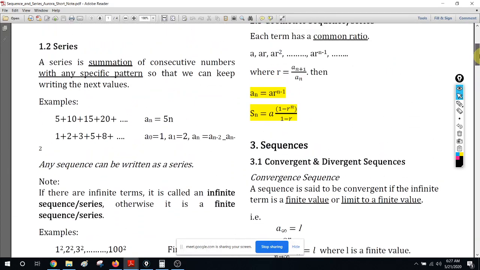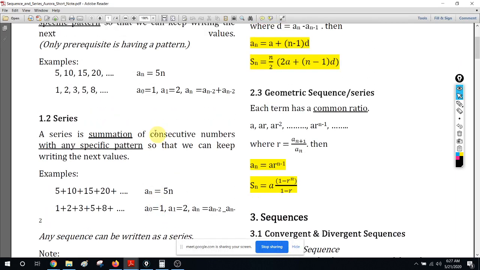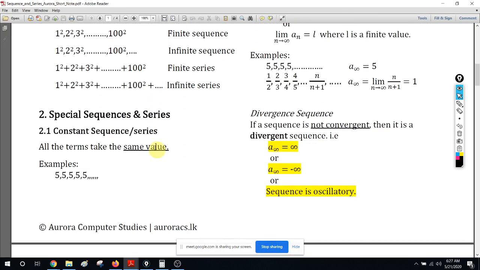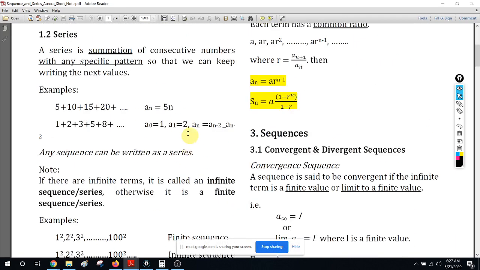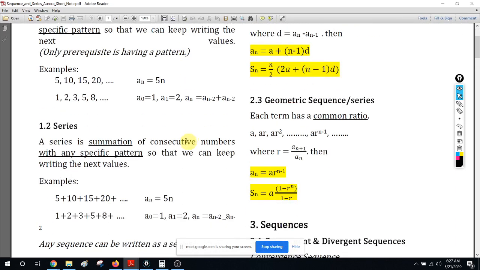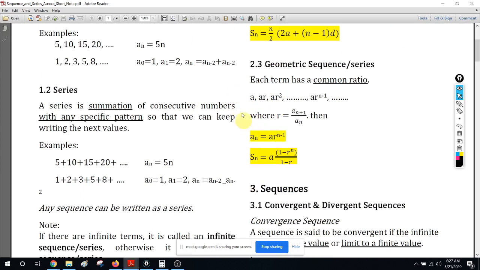So you must know what is the difference between sequence and series, what is meant by sequence, what is meant by series, then two or three special series we discussed: constant sequence and series, arithmetic sequence and series, geometric sequence and series. Of course, for geometric sequence and series, if you look at the pattern, a, ar, ar squared, likewise, ar cubed, ar to the fourth, right? So you can see, again, there's a pattern, right? So this is the first term, this is the second term, this is the third term. You can see third term, ar squared, second term, ar. So likewise, the fourth term is going to be ar cubed.